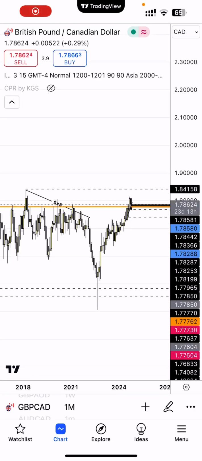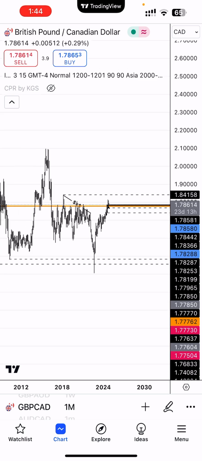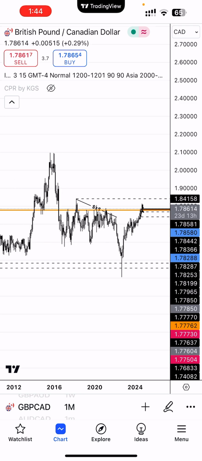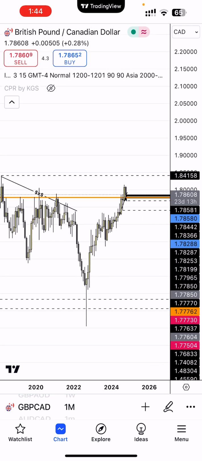This is my new trade which I took in British pound Canadian dollar, GBP CAD. I recently started to see ICT videos where the main focus I'm focusing is in liquidity sweeps. Here we can see a monthly sweep, and the market is going high.